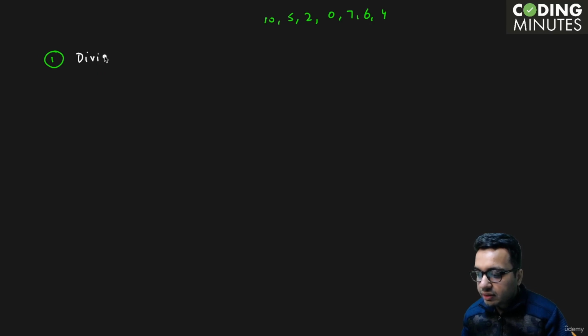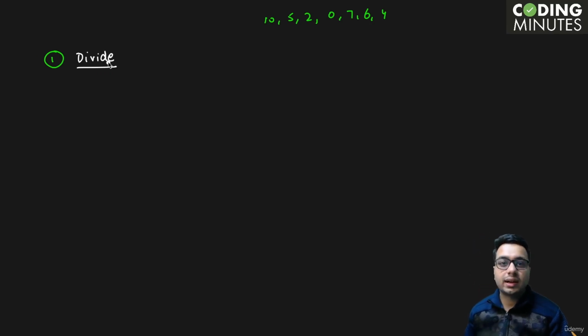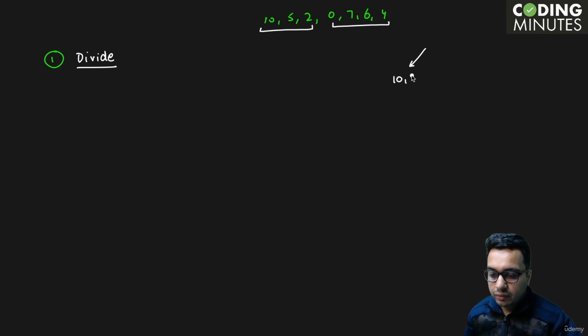Since it is a divide and conquer algorithm, you divide the array in two parts, and you divide this array about the midpoint. So maybe this is one part and this is another part. We have 10, 5, 2 and we have 0, 7, 6, 4 as the second part of the array. So this is my input array.